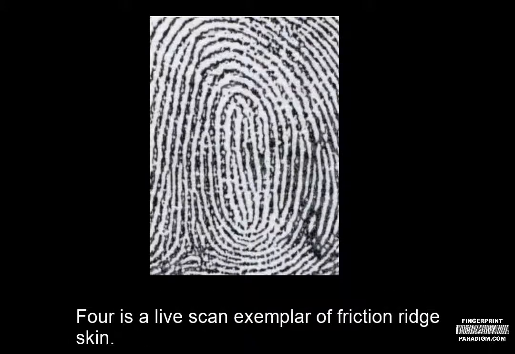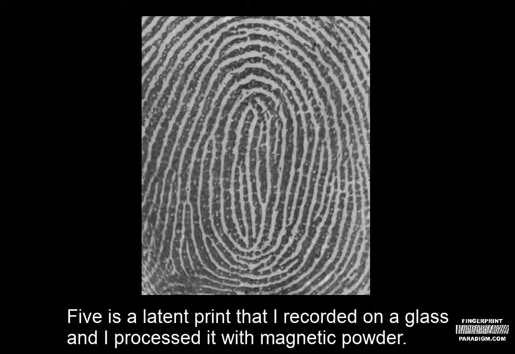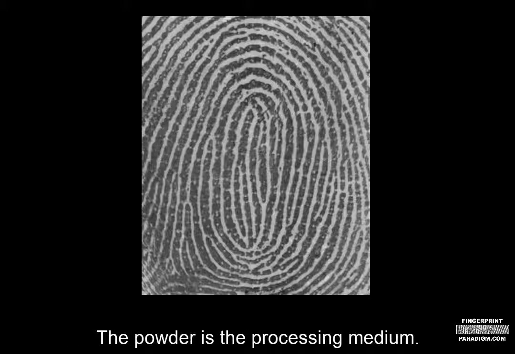4 is a live scan exemplar of friction ridge skin. This digital image is the current method of recording known prints during the arrest process. 5 is a latent print that I recorded on a glass and I processed it with magnetic powder. The powder is the processing medium.